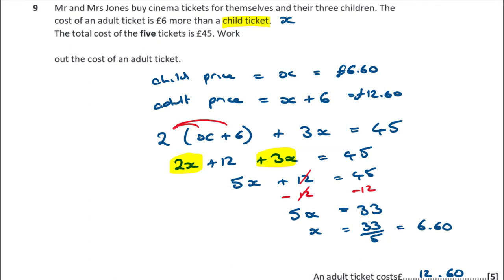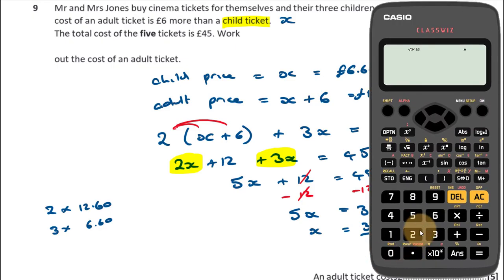Now at this point, you might just want to double check your working and make sure it adds up. So if we just work out what 2 lots of £12.60 is on a calculator, and what 3 lots of £6.60 is, and just add those up to make sure it comes to the right amount. So 2 times 12.6 plus 3 times 6.6, and that should come to 45, and it does. So that leaves me pretty confident that we've done the right thing.